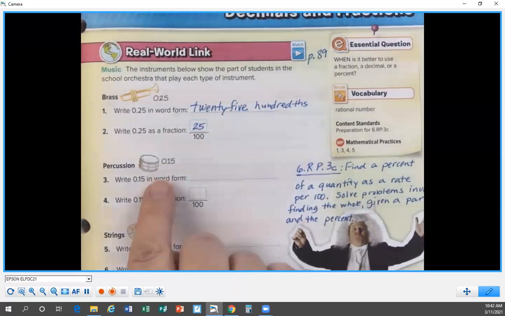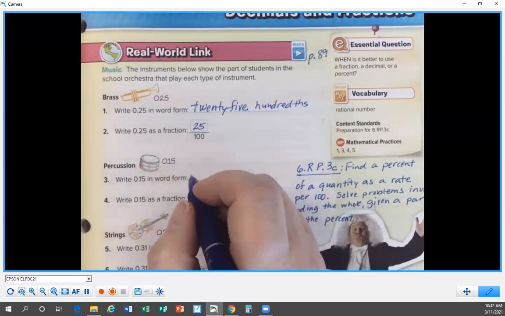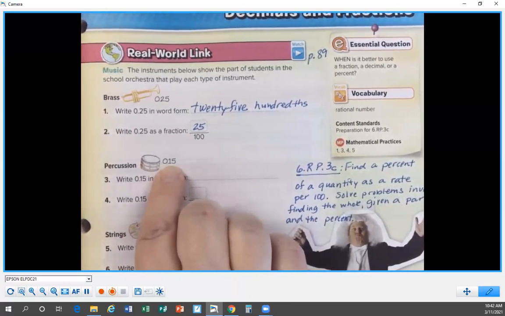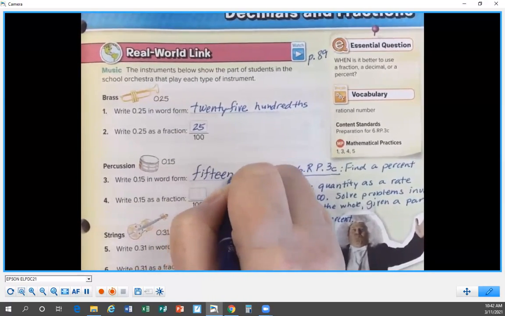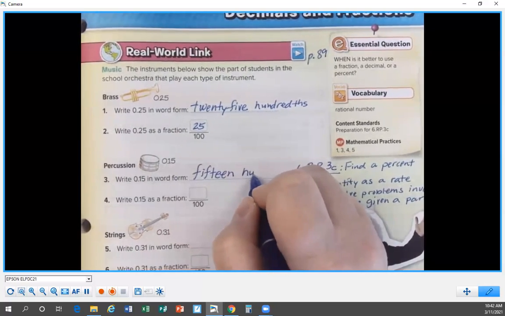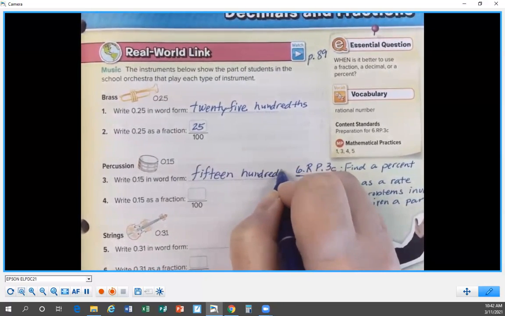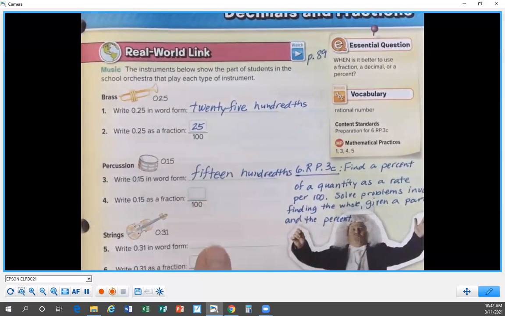Okay, percussion, we have 0.15. How would we write that in word form? How would we read this? We would read this and write it as 15. You look at the number 15, ignoring the decimal for a moment, and then you look at the place value. This is the tenths place, this is the hundredths place. So it's 15 hundredths. And writing it correctly in word form helps us write it correctly as a fraction, 15 hundredths.